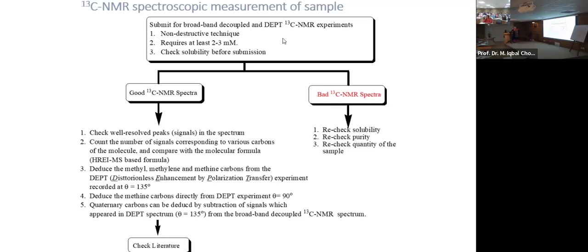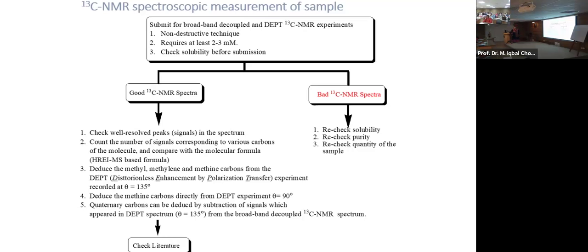So polarization can transfer only from the higher polarized to the lower polarized nucleus. So proton to carbon, and a quaternary carbon doesn't have a proton attached to it. So the polarization cannot transfer. That's why we cannot observe it in the DEPT NMR spectrum.